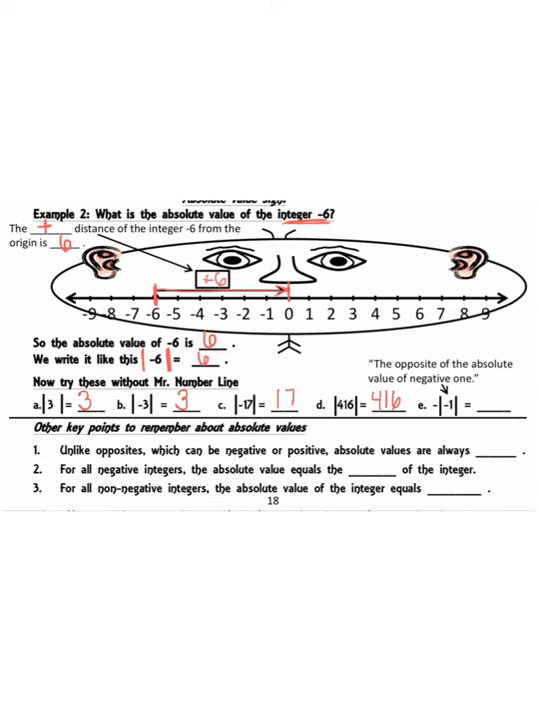Before I do number E, I want you to really look at it. Notice what it says. It's got a negative sign outside the absolute value sign. This negative sign right here says the opposite of. So I want to know, what is the opposite of the absolute value of negative 1? So you're going to start by doing the absolute value of negative 1. What is the absolute value of negative 1? It is 1. Now it wants you to take the opposite.